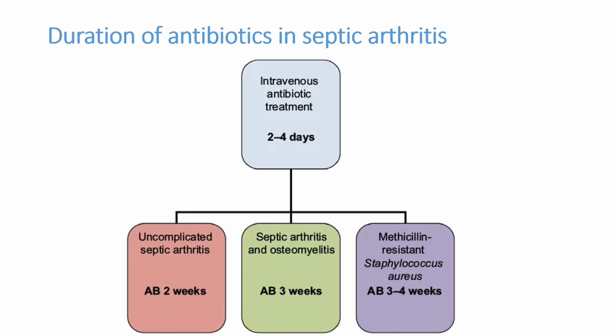Now, if we see the duration, in uncomplicated septic arthritis, antibiotics for 2 weeks. Initially we can give IV antibiotics, then if the patient is stable we can switch to oral drugs. Septic arthritis with osteomyelitis, antibiotics for 3 weeks. MRSA we have to give 3 to 4 weeks. So these are the durations of antibiotics to be given in septic arthritis.